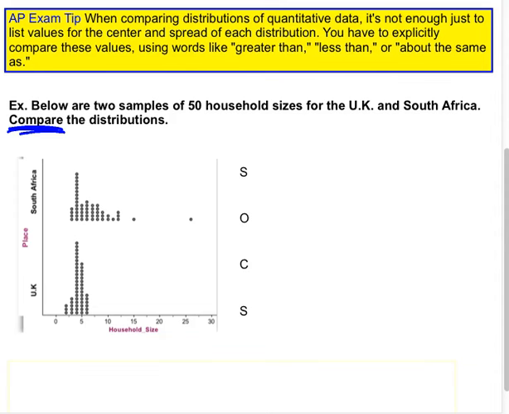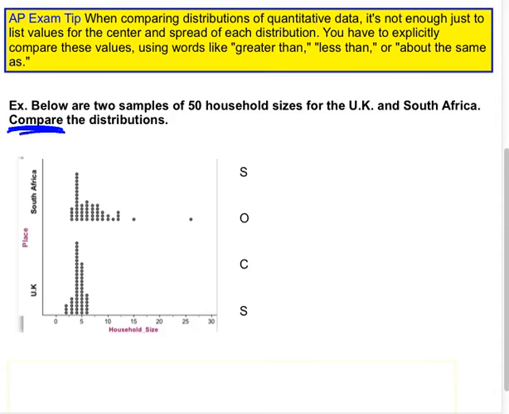You will not get credit for making comparisons unless you use comparison words. So that's what that AP exam tip on top is trying to say. You have to explicitly compare values with words like greater than, less than, about the same. You can't just list what the numbers are, you have to explicitly compare the numbers. So make sure you remember that because that's very easy to do. But if you forget, you're going to lose very, very easy points.